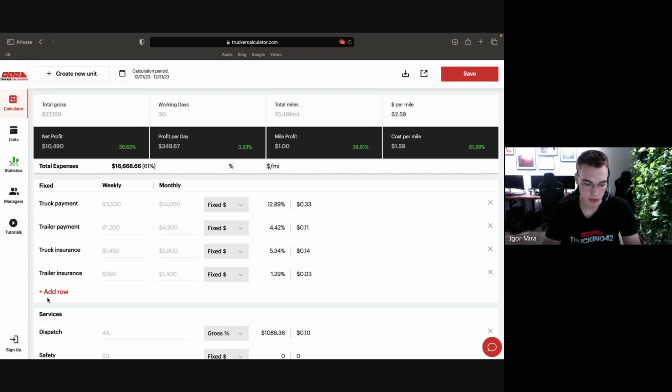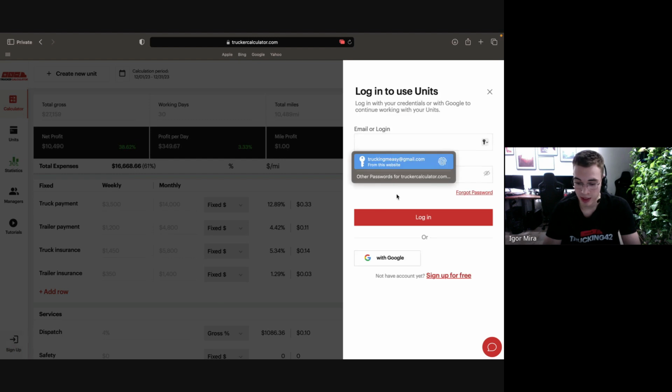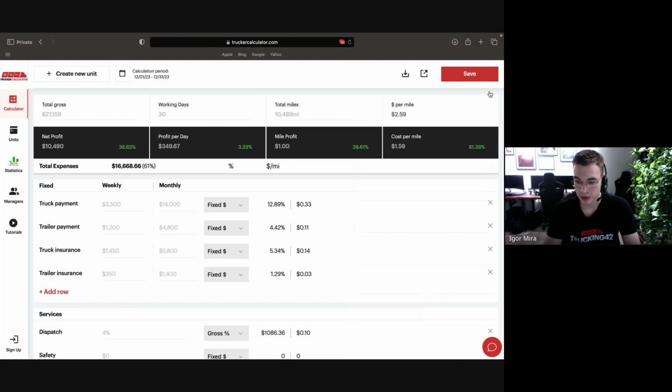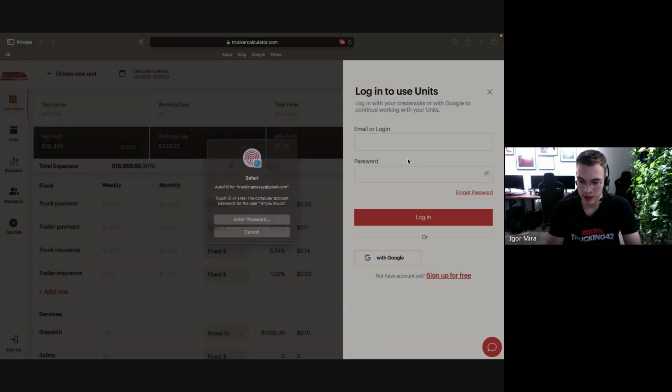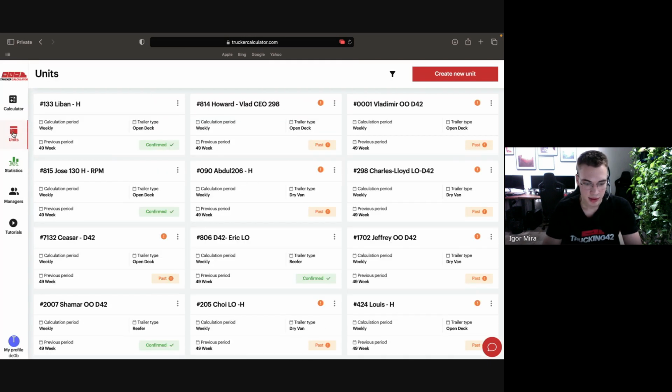Creating a new account is really easy. You just press a button, sign up, and you have an option to sign up with Google. It would take like 2 seconds to do. So really something not hard to do. I won't be creating a new account right now. I will just enter the one I already have, because I have some data here.